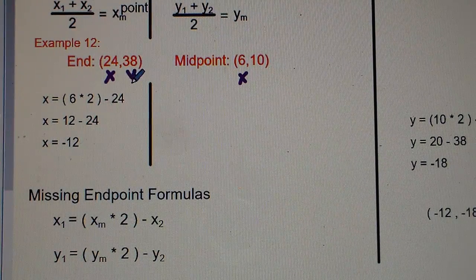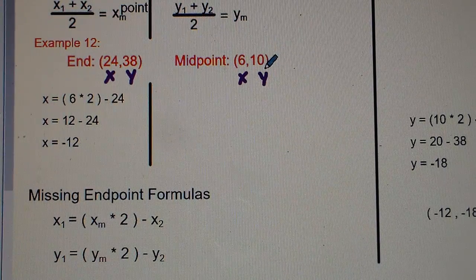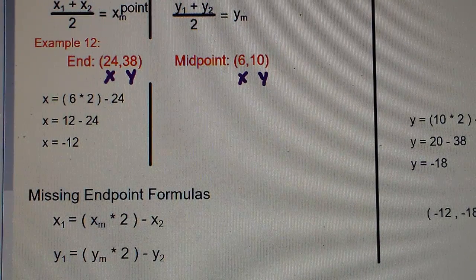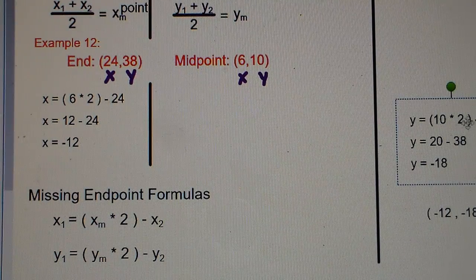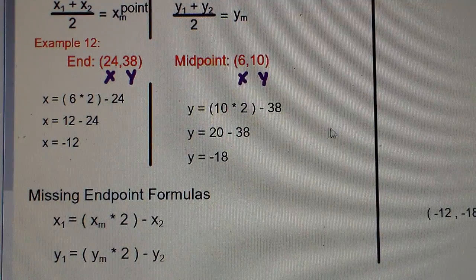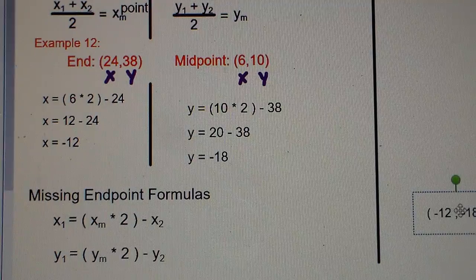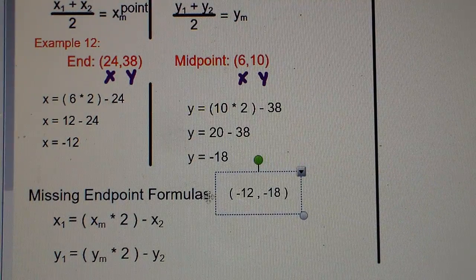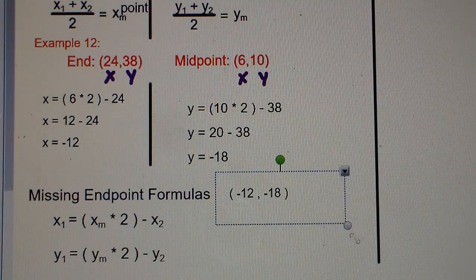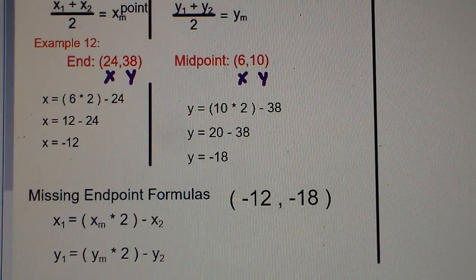The 38 and the 10 are our y values. The y middle is the 10. So y equals 10 times 2 minus 38. 10 times 2 is 20. 20 minus 38 is negative 18. So my answer, the other endpoint, is negative 12 comma negative 18.